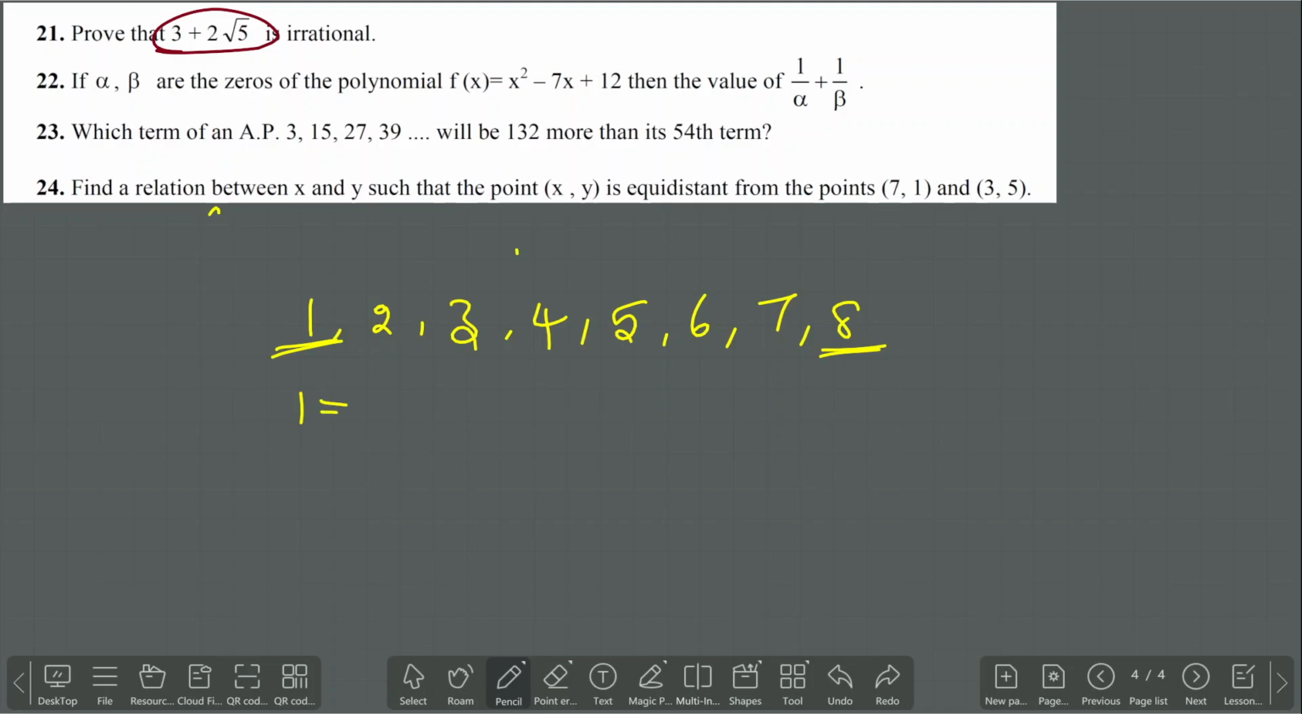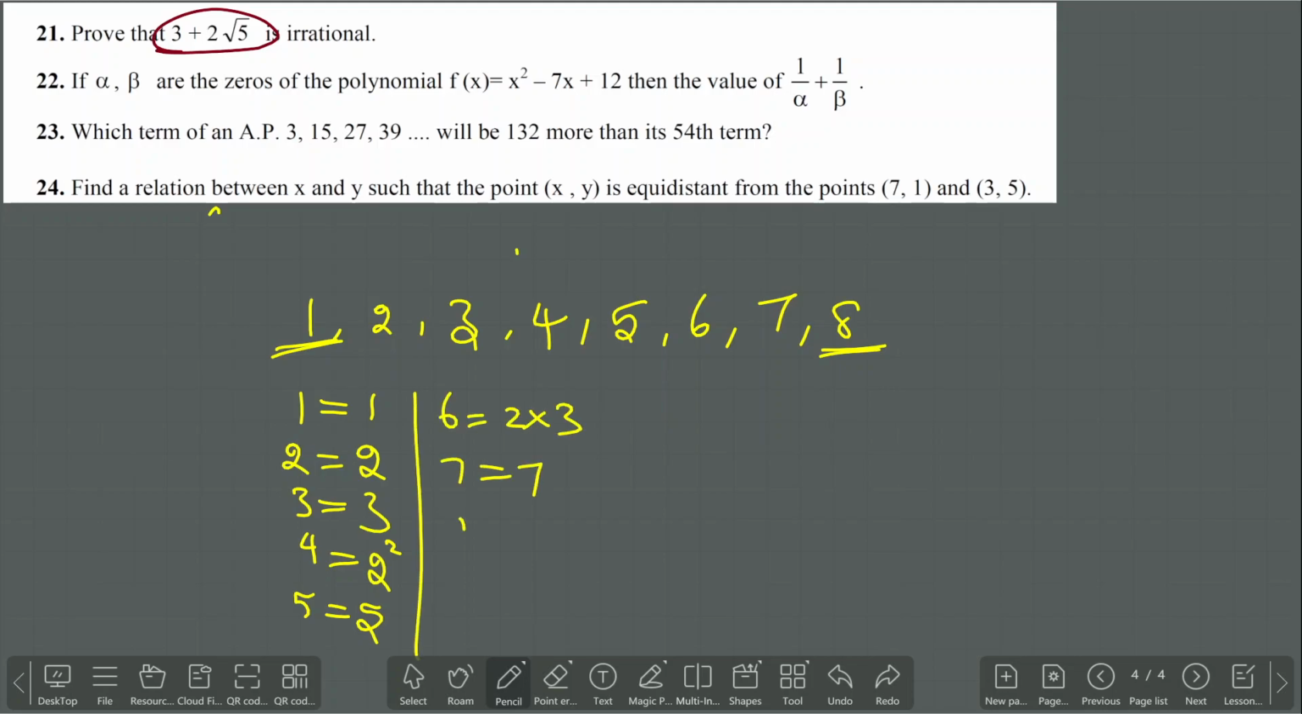1 we can write as 1 only, leave it. 2 also we can write as 2. 3 also we write 3, leave it. 4 we can write as 2 square. 5 we write as it is, leave it. 6 we can write as 2 into 3. 7 we write as it is, 7. 8 we can write as 2 cube. Okay.